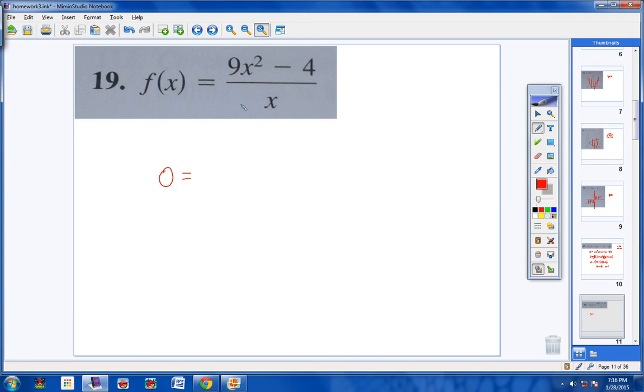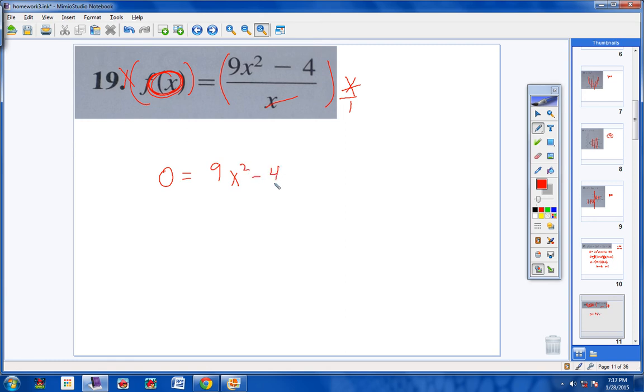First of all, I would multiply both sides by x to get rid of my fraction. So I'm going to multiply this side by x. And of course, there's a 0 right here. You put a 0 in for this. I would multiply this side by x. 0 times x is 0. Over here, 9x squared minus 4 over x times x over 1. Your x's cancel, leaving you with this.